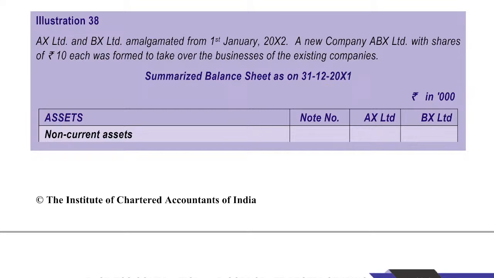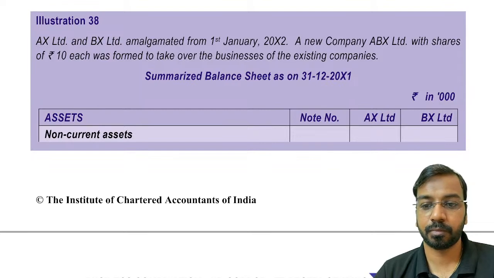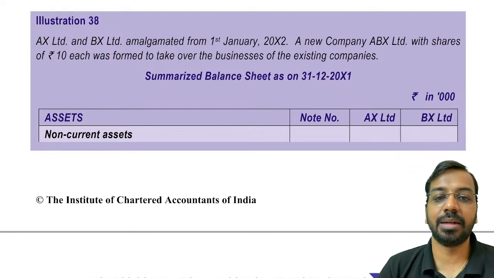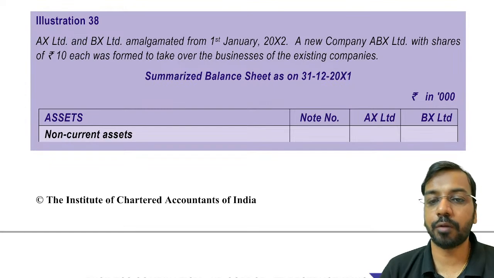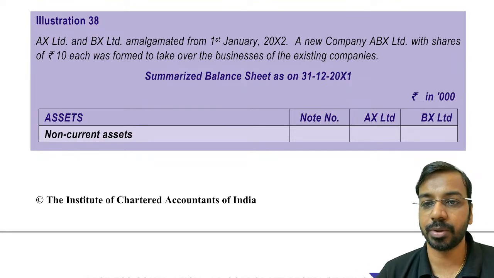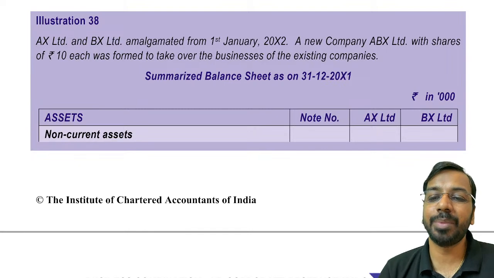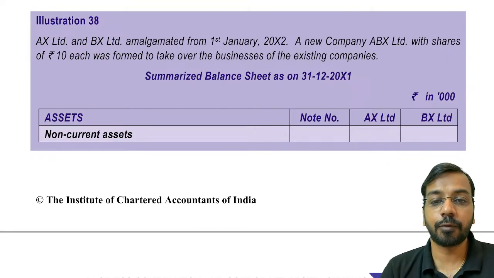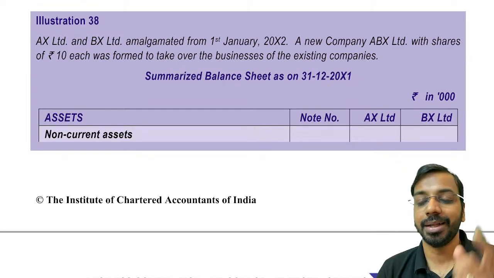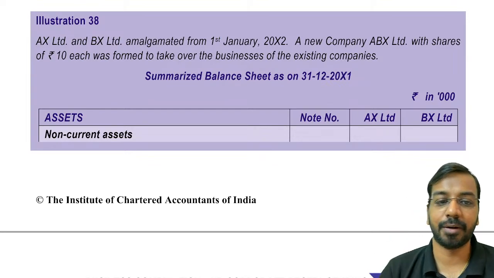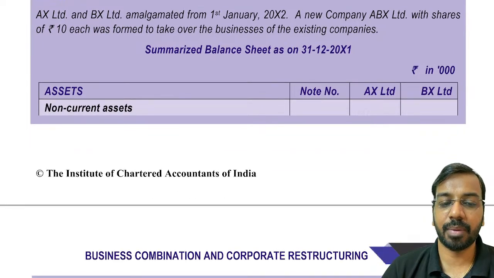Now here there are three entities involved, AX, BX and ABX. The question has been tested in the examination as well. AX and BX Limited amalgamated from 1st of January of year 2. So that is the date of amalgamation. A new company, ABX Limited, with shares of rupees 10 each, was formed to take over the businesses of the existing companies. So two companies combined into a single entity, ABX Limited. The balance sheet summarized is given below.